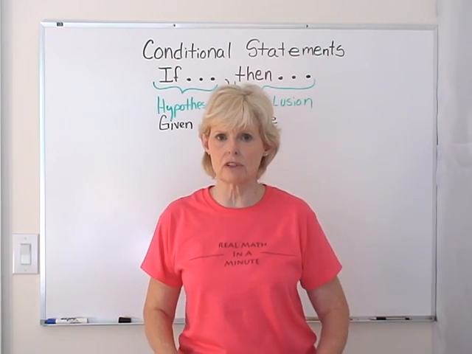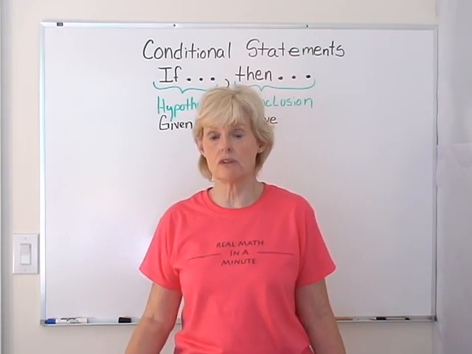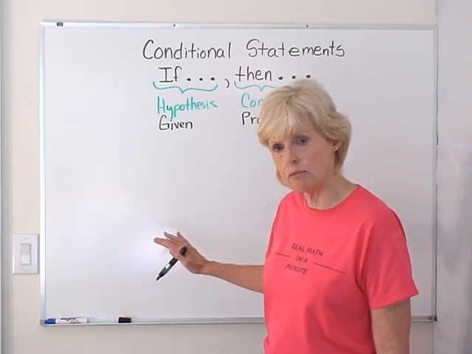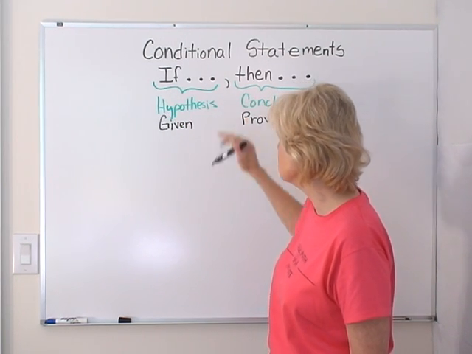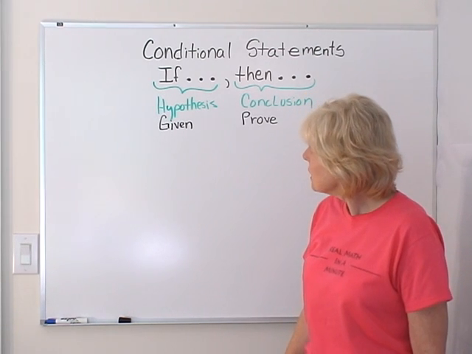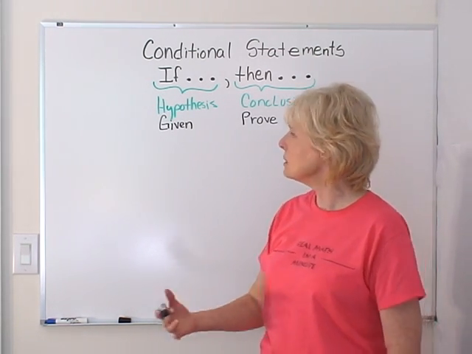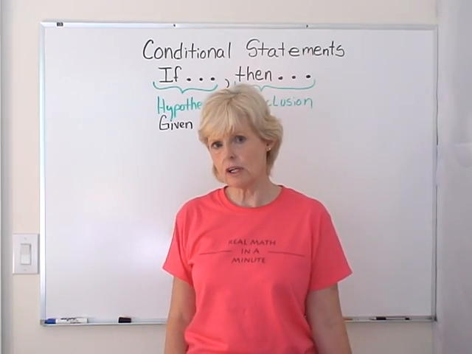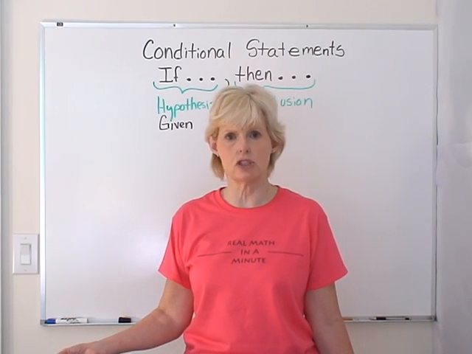So sometimes you have to kind of pick out the if and the then, and sometimes it's very, very obvious. But every time, in every conditional statement, there will be a given or an if part, and there will be a prove or a then part. I want to look at what happens if we switch those parts around. So I'll take a statement that's really not about geometry.